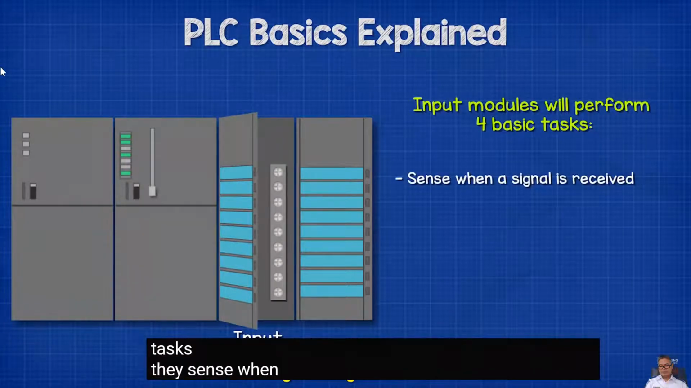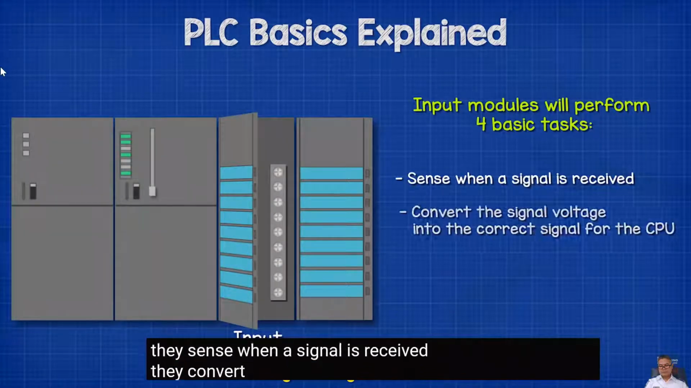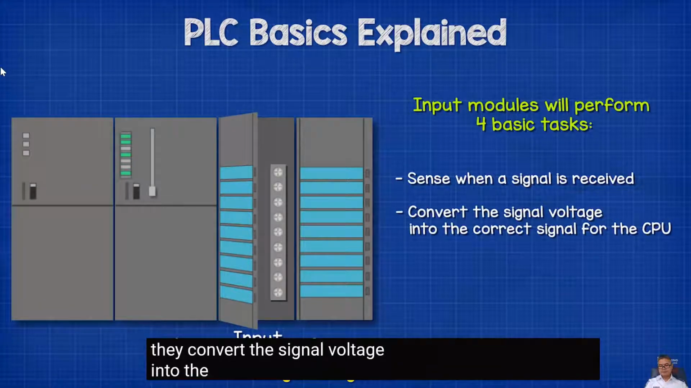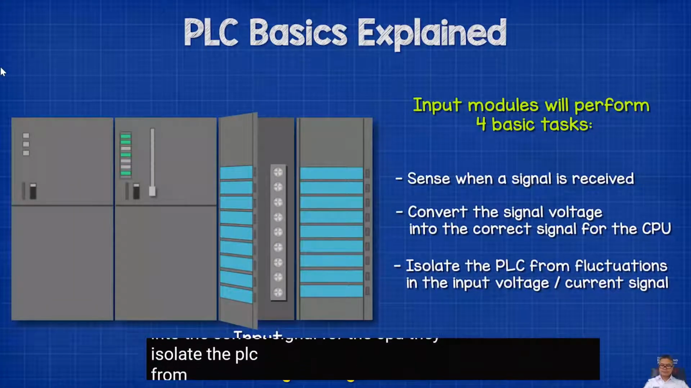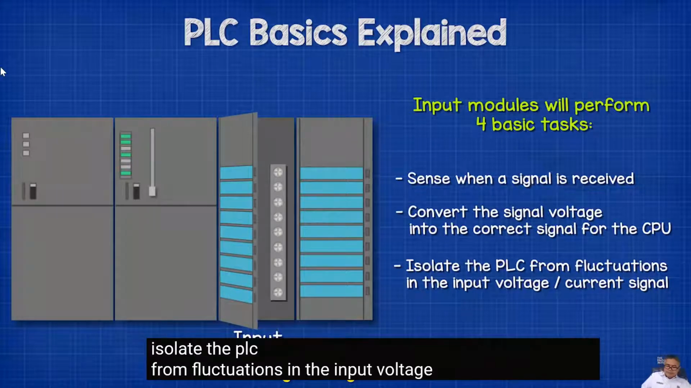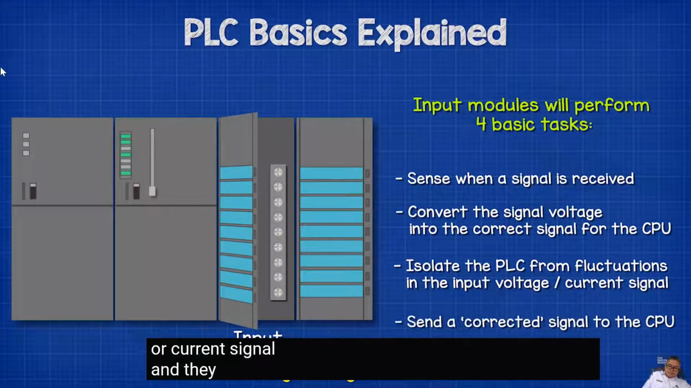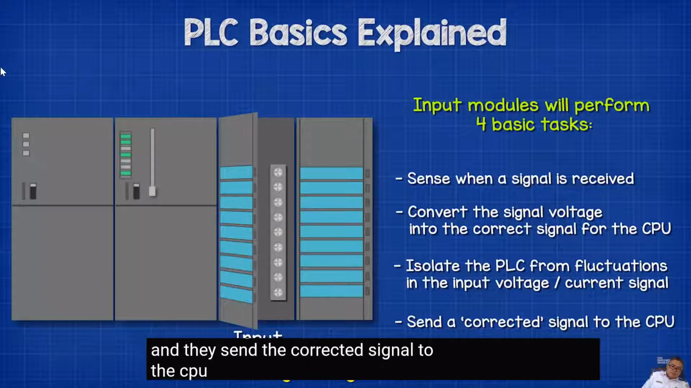They sense when a signal is received, they convert the signal voltage into the correct signal for the CPU, they isolate the PLC from fluctuations in the input voltage or current signal, and they send the corrected signal to the CPU.